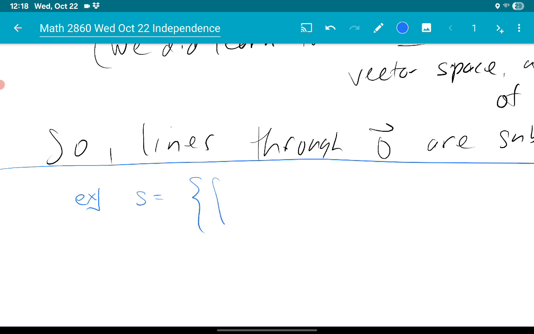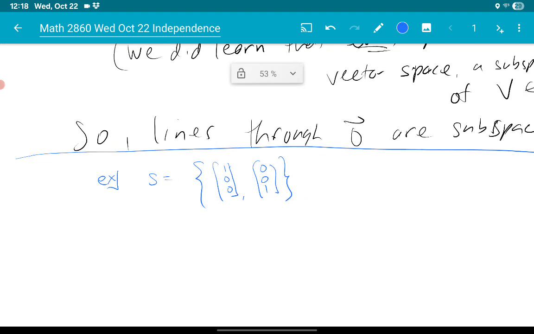Let S be the set where the vectors are, how about this one? (1, 0, 0), and the other vector will be (0, 0, 1). I think we did one like this the other day, but I think there were two different vectors. Okay, so we know that the span of S is a vector space because all spans are vector spaces.